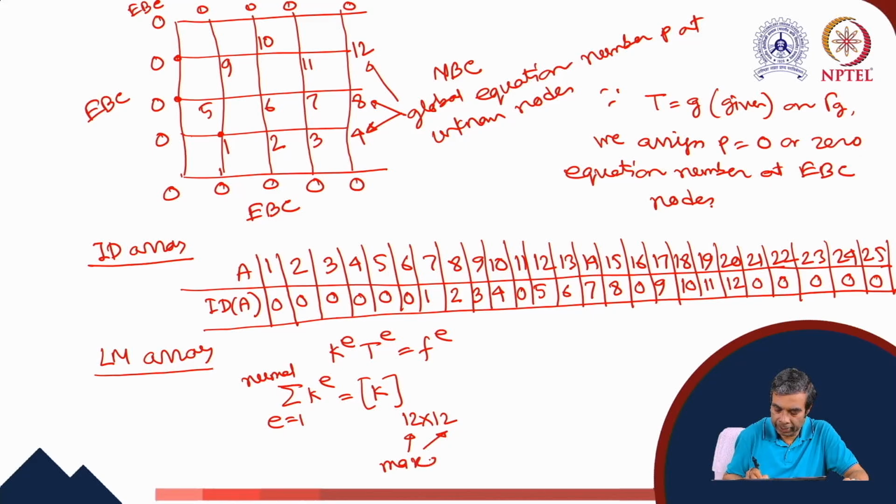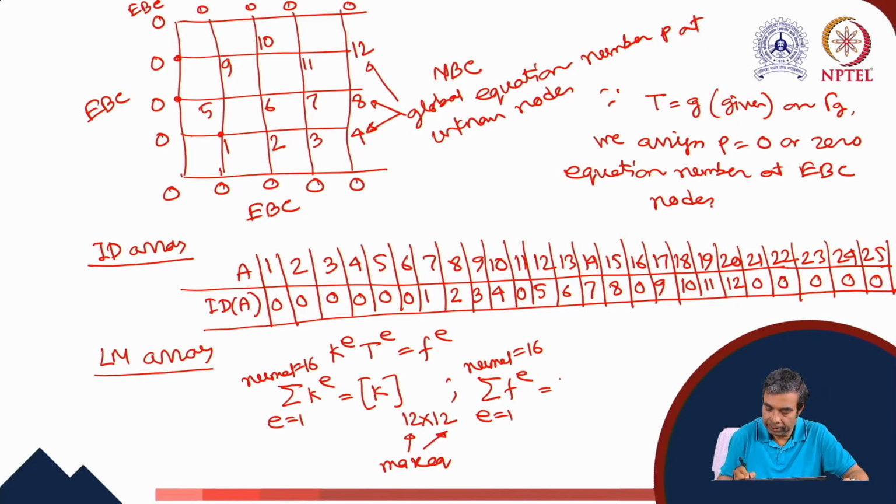And similarly, the assembly of the element level load vector from element 1 to the last element, NAML, which is 16. This will give us the assembled load vector capital F, okay? So that is a 12 by 1 vector.